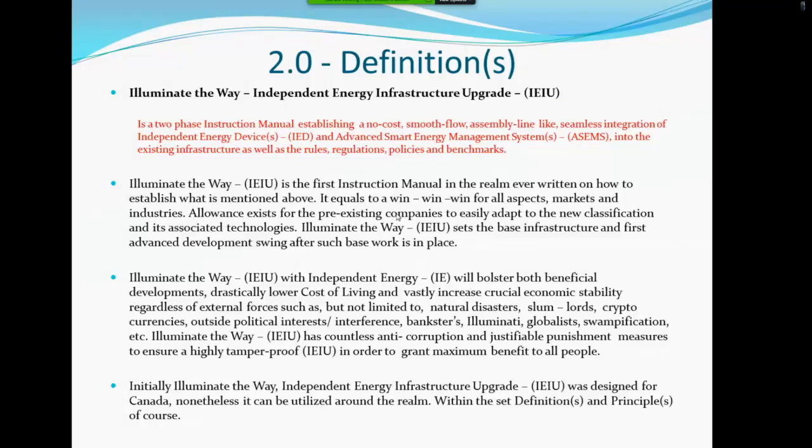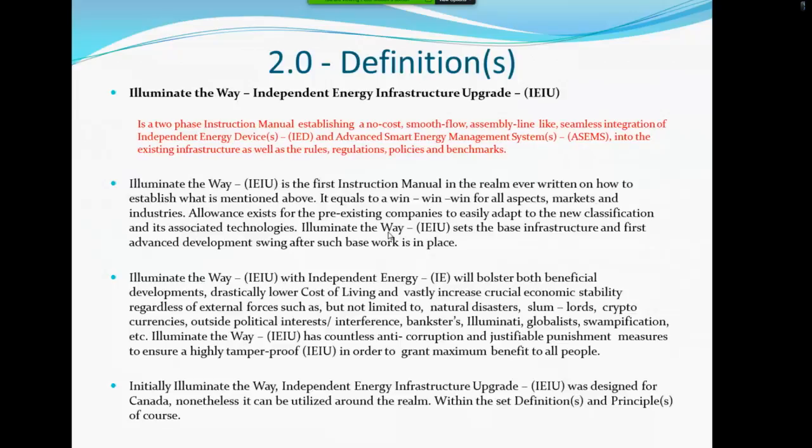So Illuminate the Way is the first instruction manual in the realm ever written on how to establish what is mentioned above. It equals a win-win-win for all aspects, markets, and industries. Remember, Milk Marine Energy Productions Limited, we're not landscapers. We do not cut grass. We just rearrange a few blades, and that's what this is doing. Just rearrange a few blades. We're not out to mow any competition down or anything.